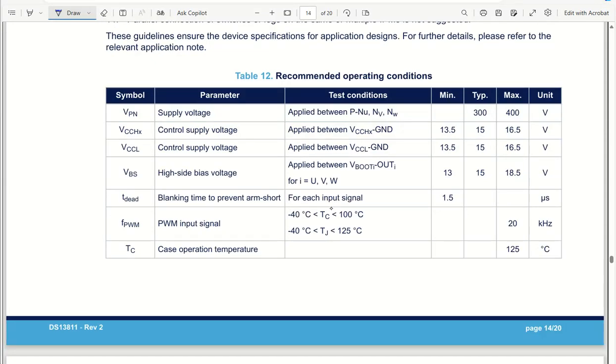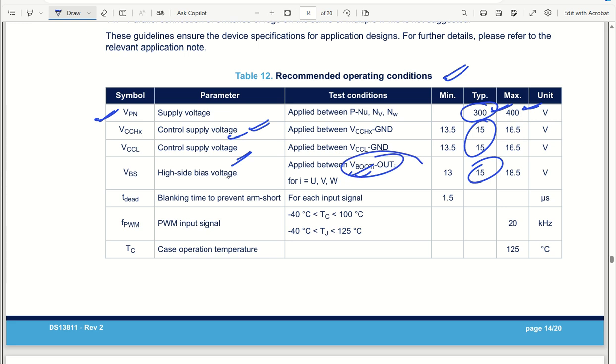Now let us talk about the recommended operating conditions for this particular IC that we are discussing right now. The supply voltage is recommended to be 300 volt, or maximum 400 volt. That's the understanding we should have. If there is a voltage rise at the input supply, then you have to make sure that it reduces to 300 volt. We have the control voltage supply for your logic, which is going to be 15 volt, for low side and high side both. Then we have the high side bias voltage, again 15 volt, for U, V and W phase using the bootstrap pin.